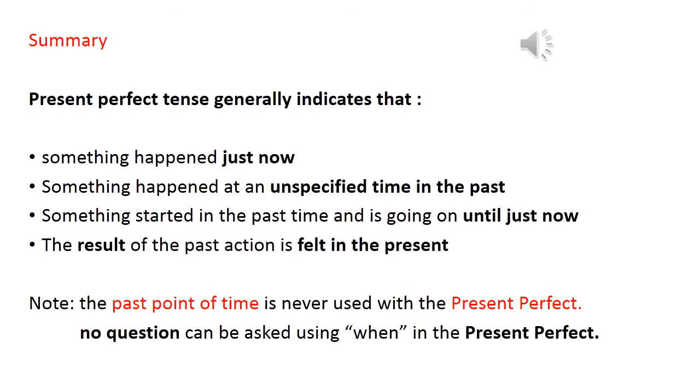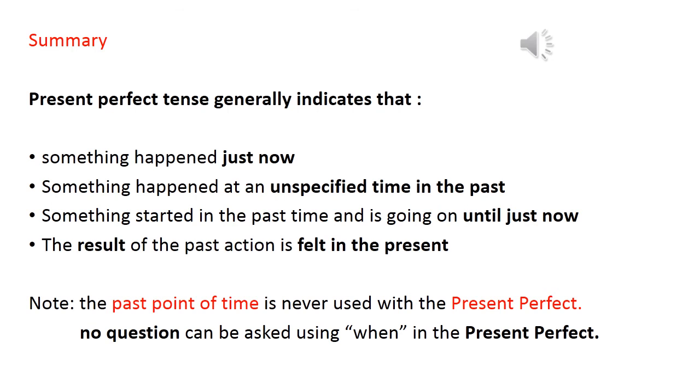And there is a very important point to be remembered here. It is easy to get confused between the simple past and the present perfect. But one very clear distinction is there. The simple past uses only the second form of the verb, whereas the perfect tense uses the third form, that is the past participle. Now, if you can remember that, you will never ever make a mistake. And also notice that the past point of time is never used with the present perfect.